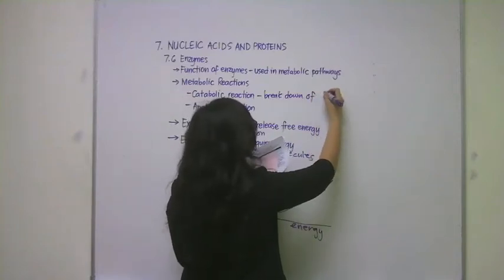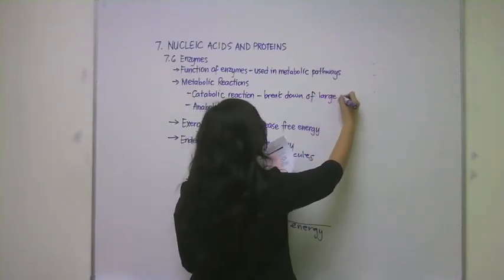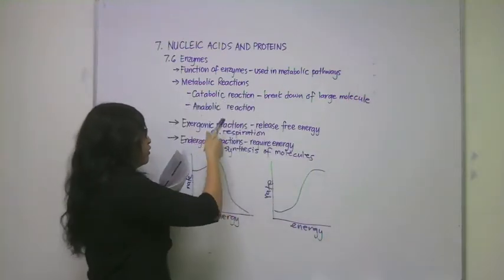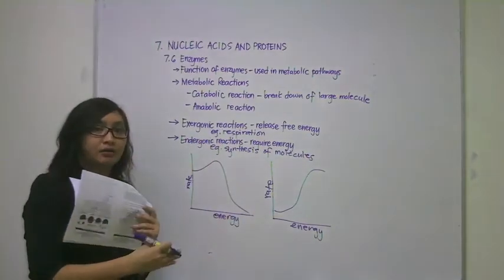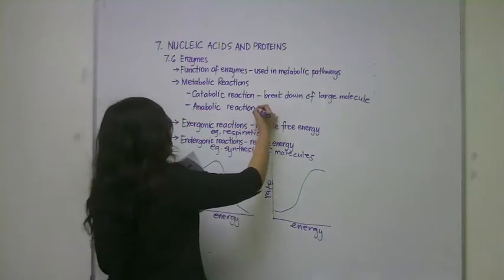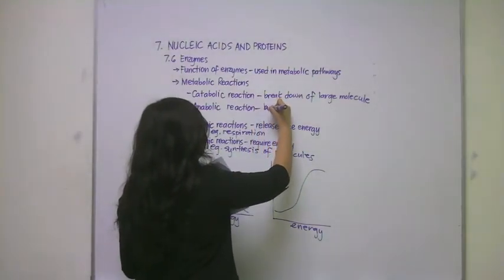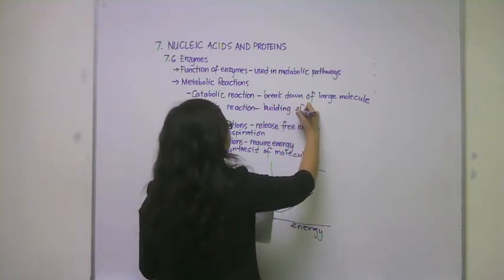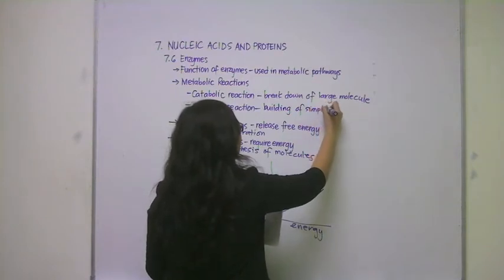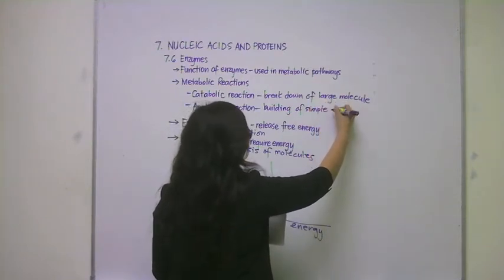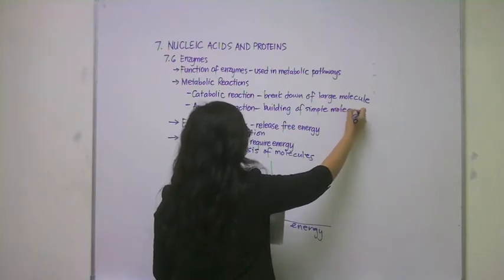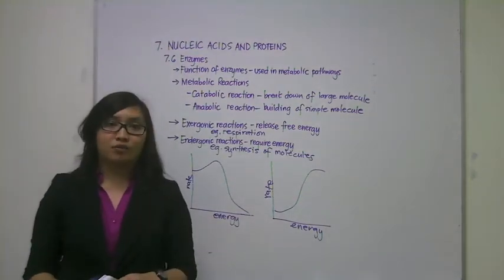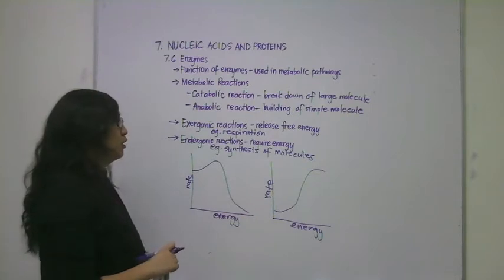So catabolic reaction is a breakdown of large molecules into simpler ones. An example of that is the exergonic reaction, wherein we break down glucose molecules to release ATP. And anabolic reaction is when we build molecules together to produce a larger molecule. In line with that, anabolic reaction is also an endergonic reaction, which requires energy for it to occur.